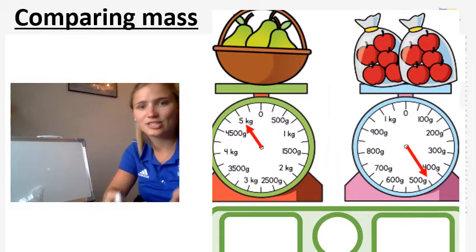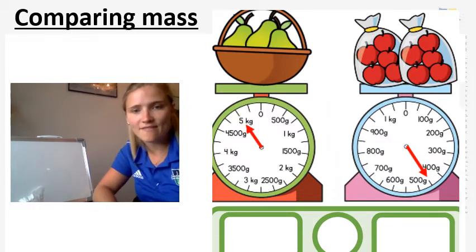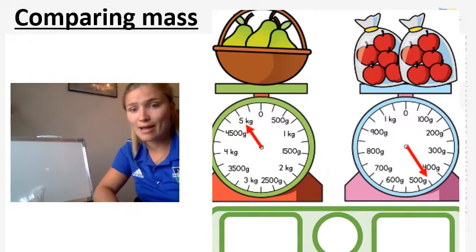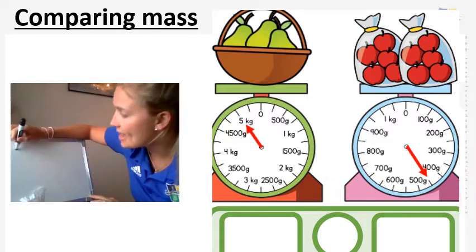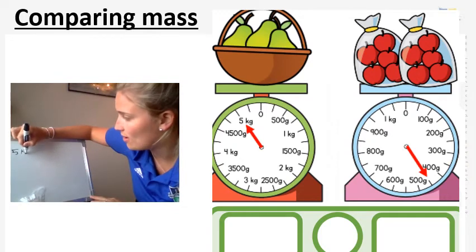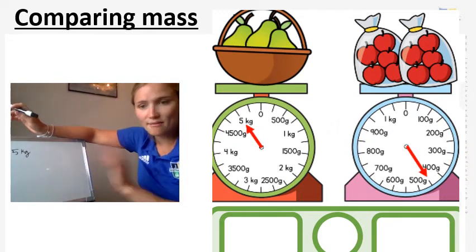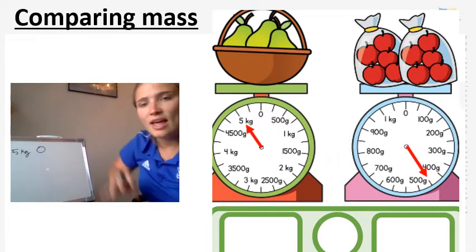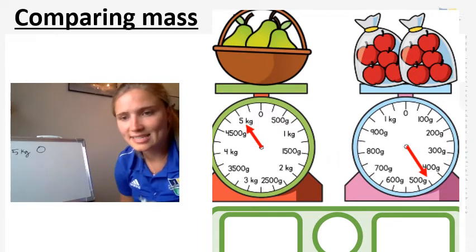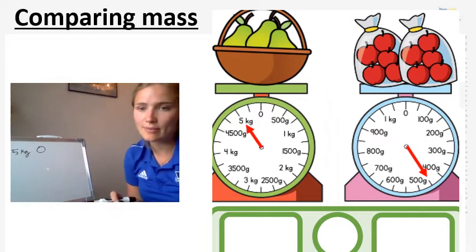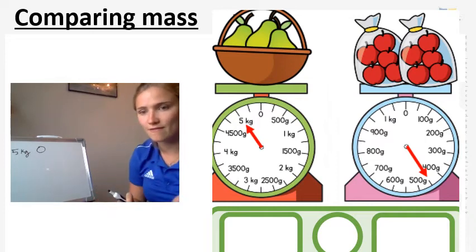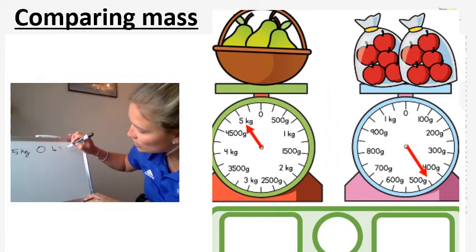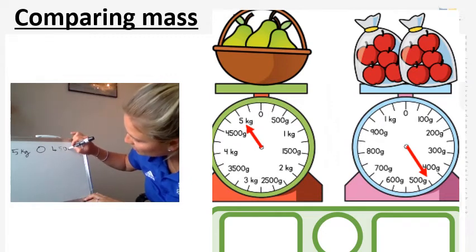So let's have a look. For the pears, I can see the scale is going up in 500 grams, and I can see that the pears weigh 5 kilograms. So that should be the first. If you've got that, give yourself a little tick. Then I'm going to draw my circle. Now I'm going to look at what the apples weigh. It's going up in 100 grams, and it's halfway between 400 and 500 grams. So I know that it is going to weigh 450 grams.